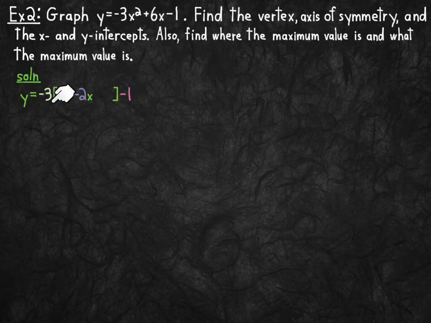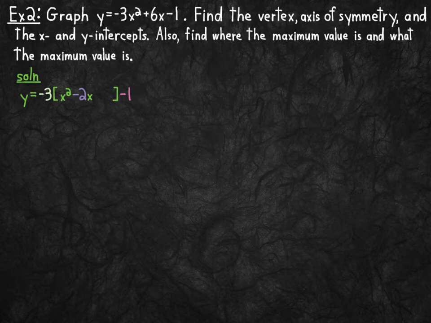I use square brackets because there's parentheses in a later step. So I put square brackets around what's going to go in here. And then what goes in here is just the original divided by what I factored out. So negative 3x squared divided by negative 3 is x squared. And 6x divided by negative 3 is negative 2x. Okay, so that's the best way to think about that: divide it by the thing you're factoring out to find out what's left inside the brackets here.